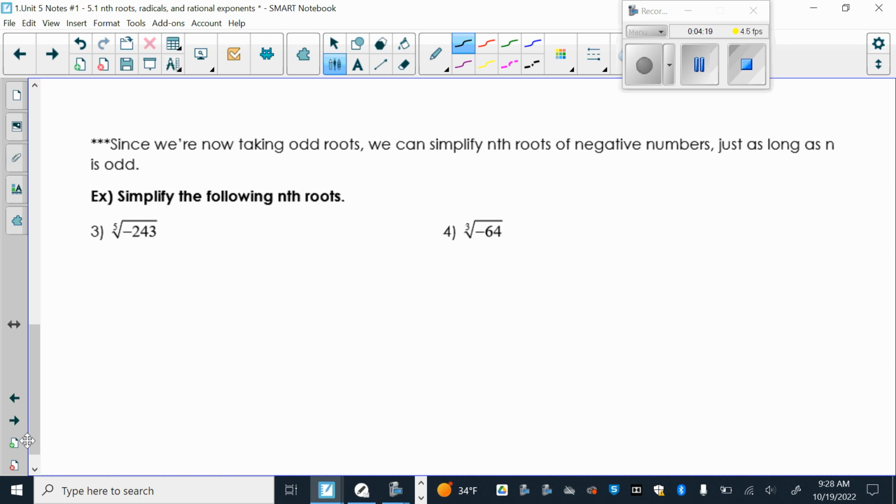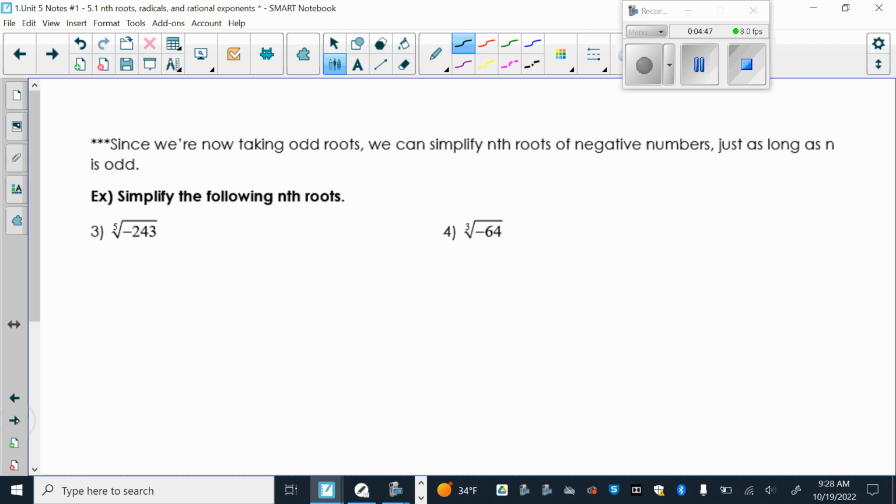Since we're now taking odd roots, like we saw in the last example, we took the cubed root of 64, we can simplify nth roots of negative numbers, just as long as n is odd. Because if I have a negative times itself an odd number of times, I know that I have a negative result. So, for example, number 3, the fifth root of negative 243, I can do this because I have an odd root of a negative number.